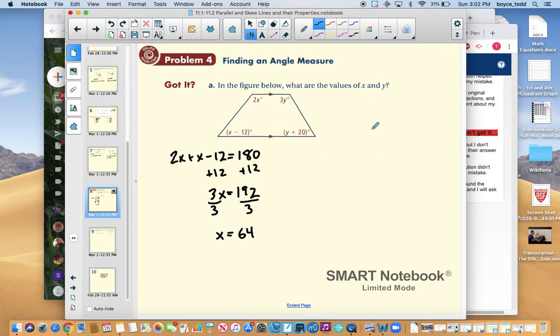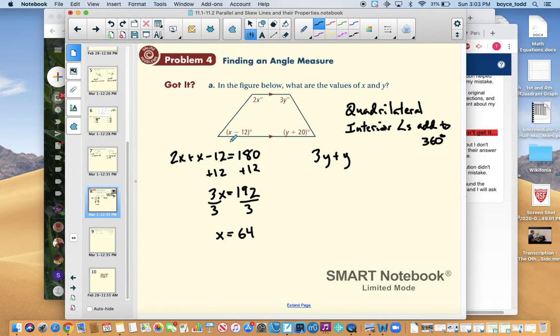Okay, and then this last one, 3y plus y plus 20, right? So these are going to add up to 180 as well. Notice the total, so in a quadrilateral, the total of the interior angles is going to be 360. So interior angles add to 360. Okay, but this is a trapezoid, right? Hopefully we all know that.